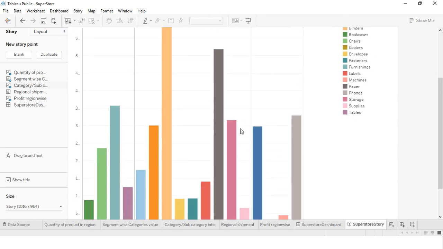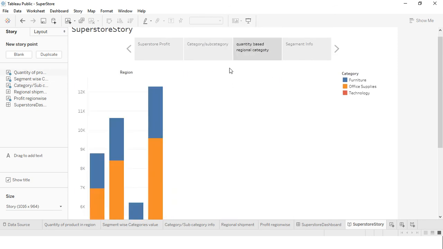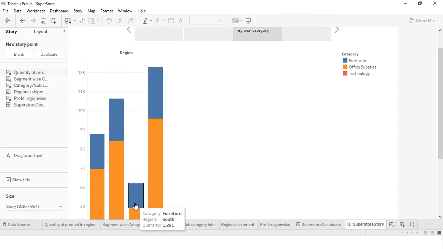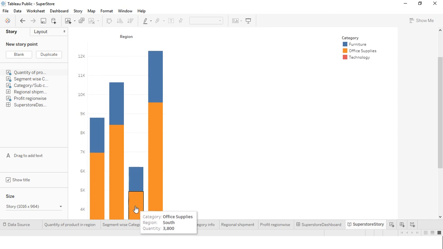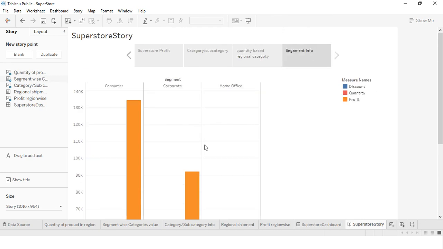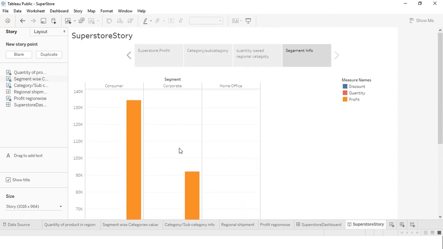As we saw, this product has more quantity, and we can also see quantity based on region and category. In the west, we have more quantity of office supplies, and similarly in the south, office supplies are higher, and so on. We can also see the segment information, which I explained in the earlier section. Here we are getting more profit in the consumer segment.